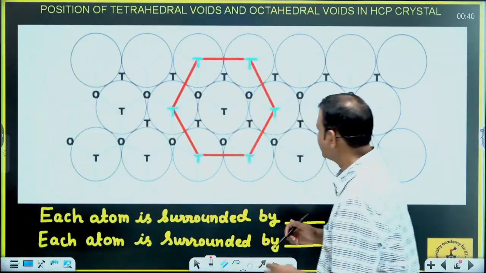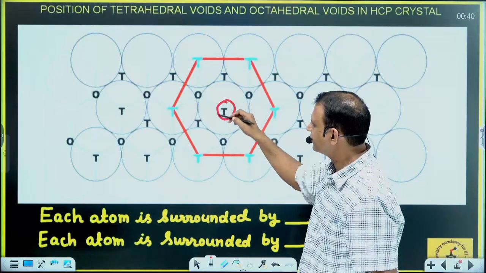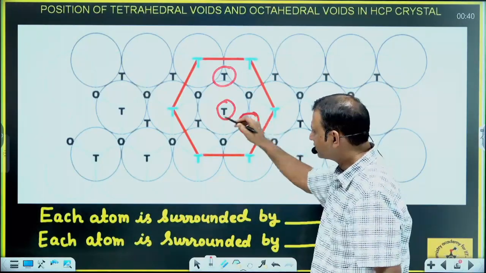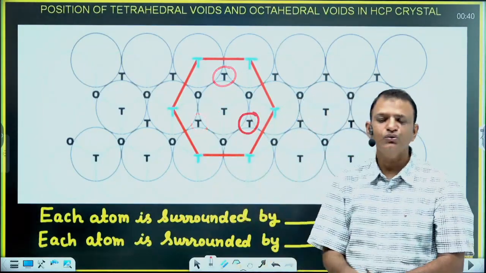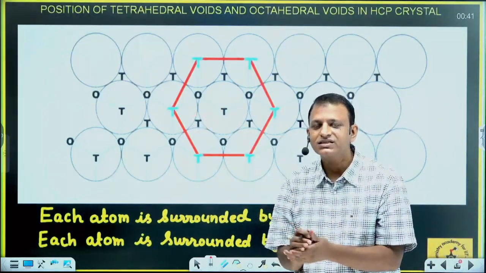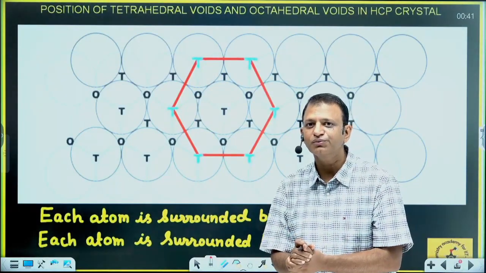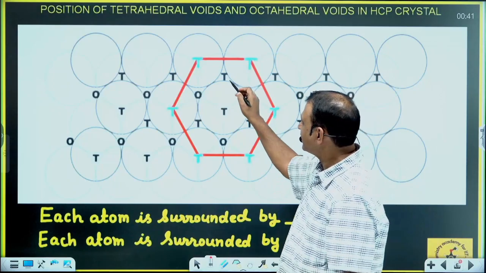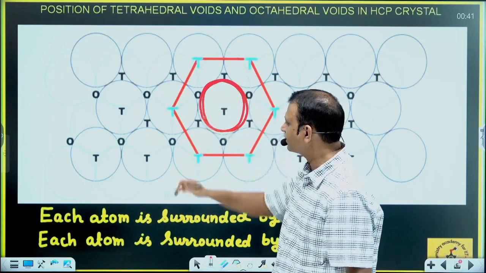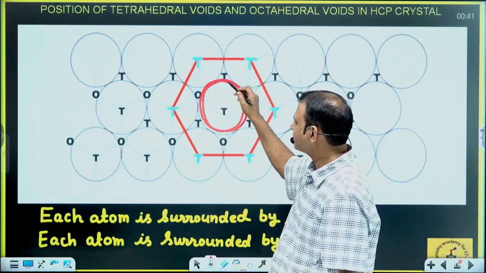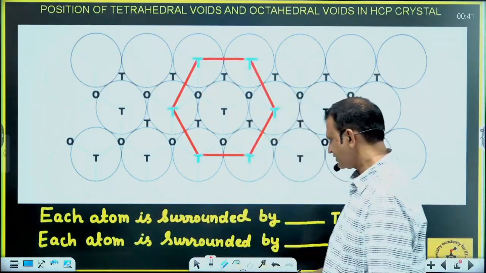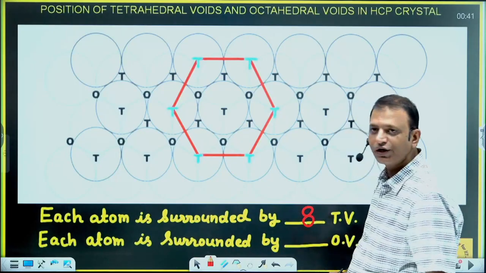So now I can say that corresponding to this position there are two tetrahedral voids, corresponding to this position there are two tetrahedral voids, and corresponding to these two positions there are two tetrahedral voids. All these tetrahedral voids are present inside the hexagonal prism, so their contribution is going to be 1, right? So if this is the atom, this atom is surrounded by how many tetrahedral voids? We can say that this atom is surrounded by 8 tetrahedral voids, right? So each atom is surrounded by 8 tetrahedral voids.